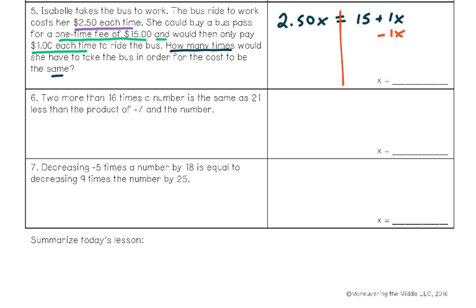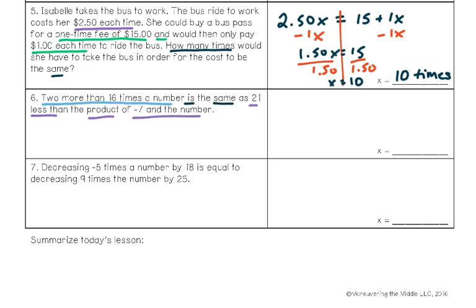We'll get our x's on one side, so subtract the 1x from both. Then last step, divide by that $1.50 from both sides. What does your answer mean in the context of the problem? You should have got 10, which means it'll take 10 times to take the bus in order for the cost to be the same.